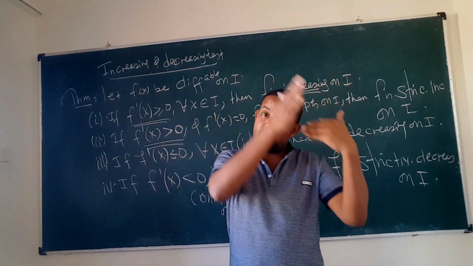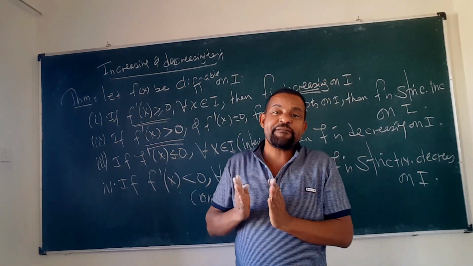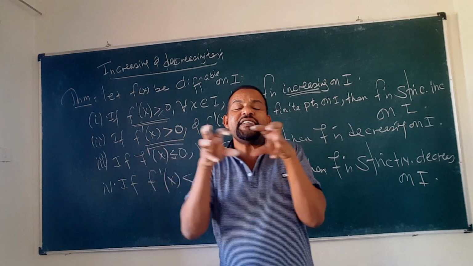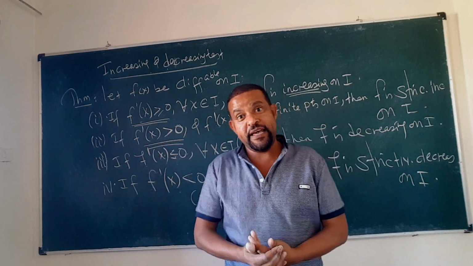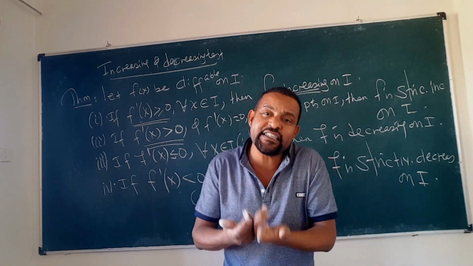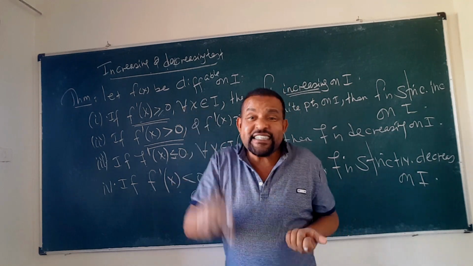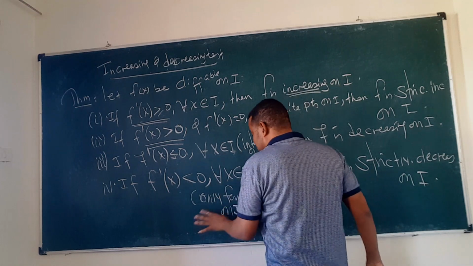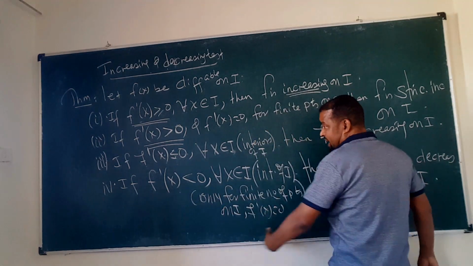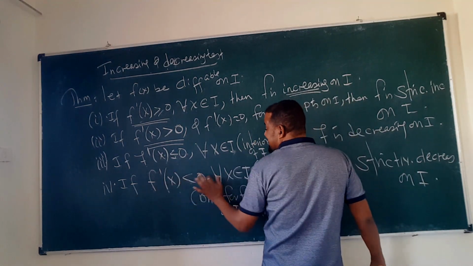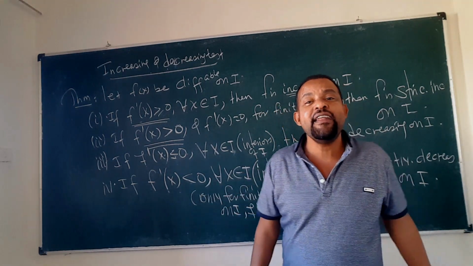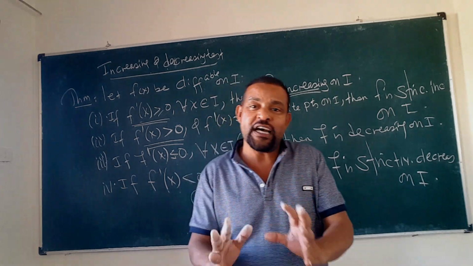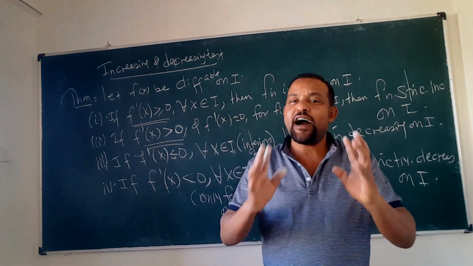If the situation is in the opposite direction, that means if on an interval I the first derivative is less than or equal to 0, that means negative, then the function is decreasing on that I. If it is strictly less than 0, except possibly for a finite number of points on I, for all x coming from the interior of I, then the function is decreasing on that I. Let's do an example.